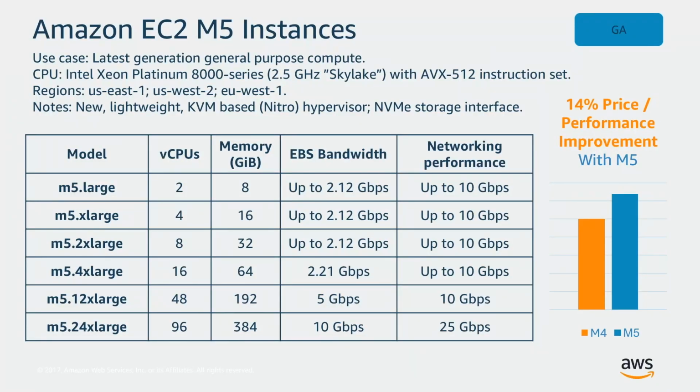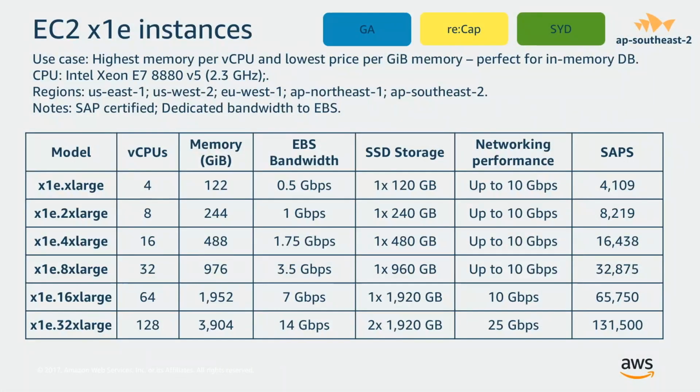We also announced M5 instances, which are generally available. So also using the latest Nitro hypervisor, Skylake CPU, and NVMe storage interface, and they're 14% better than the previous generation M4 instances based on the price and performance equation. So one thing that you'll notice here is that networking performance for even the smallest instances now supports up to 10 gigabit. So this is a great improvement using the newest Elastic Network Adapter, known as ENA.